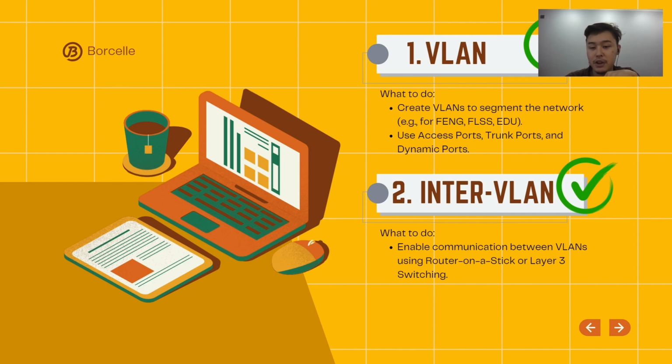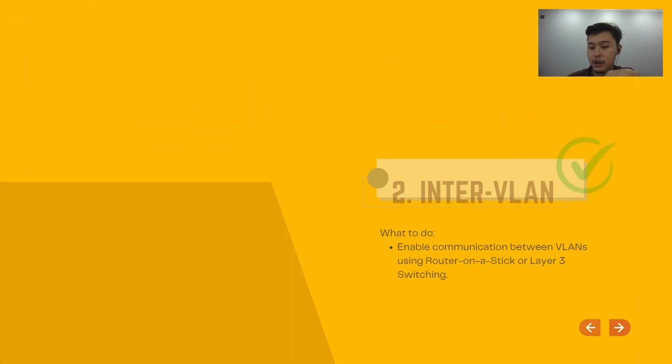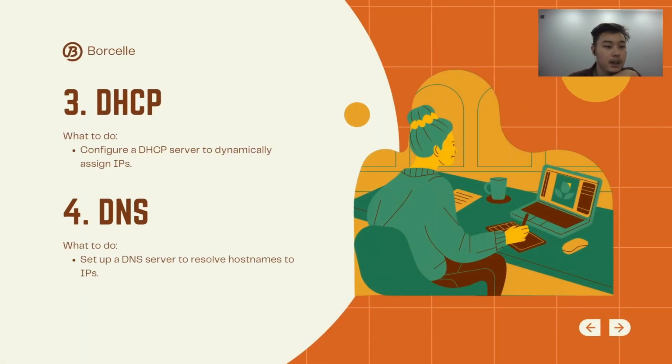The second one is inter-VLAN. So what to do? Just enable the communication between VLANs using router-on-a-stick or a layer 3 switch, just to be able to use the VLANs. So interface VLAN is here. The third one is DHCP.